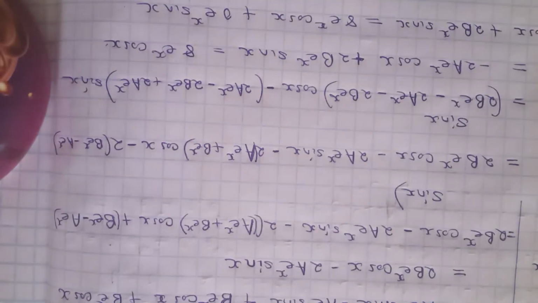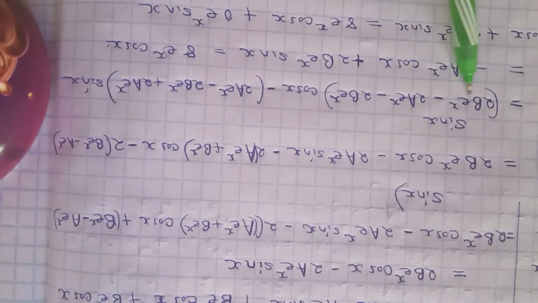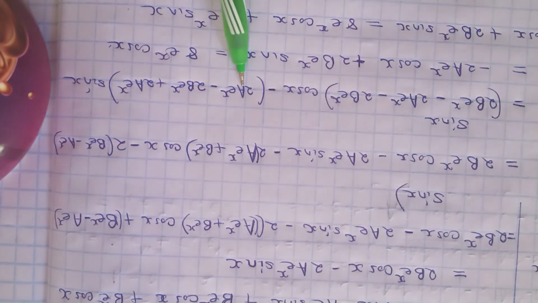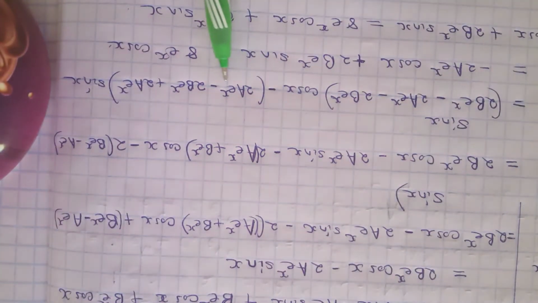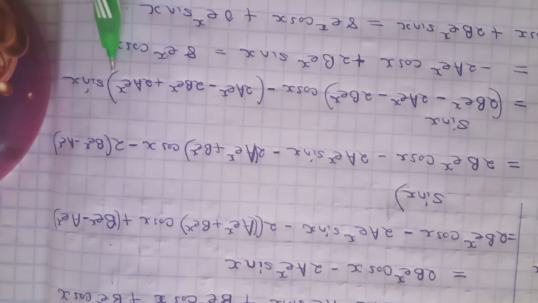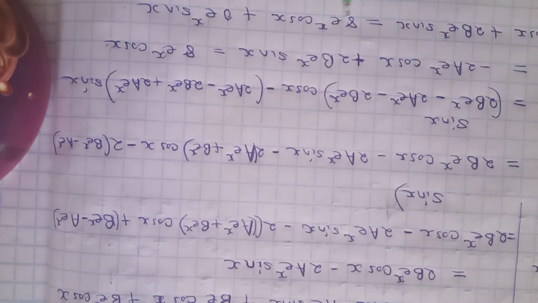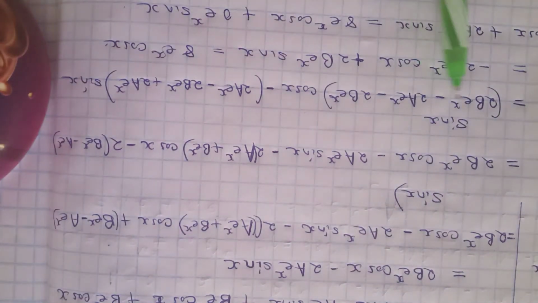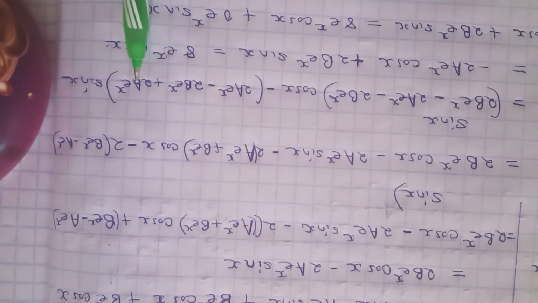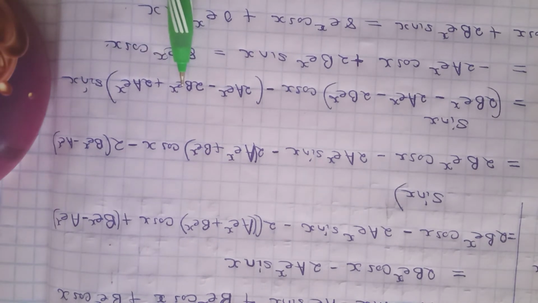Now 2Be^x minus 2Ae^x minus 2Be^x cos x, minus 2Ae^x minus 2Be^x plus 2Ae^x sin x. So we have collected the like terms over here, and finally we shall have this one and this one cancelling, left with this one, and also this one cancelling, and we are left with this part.